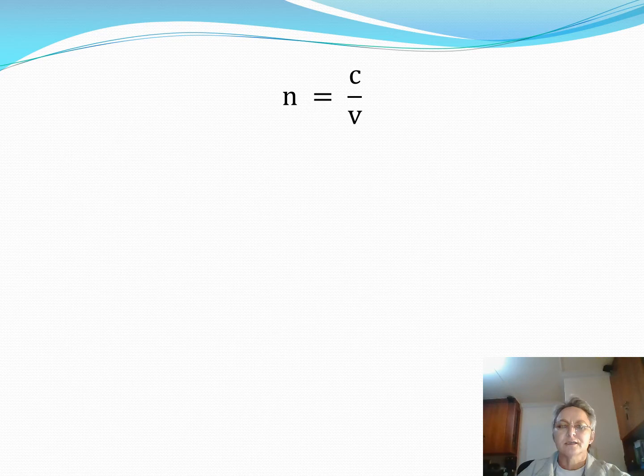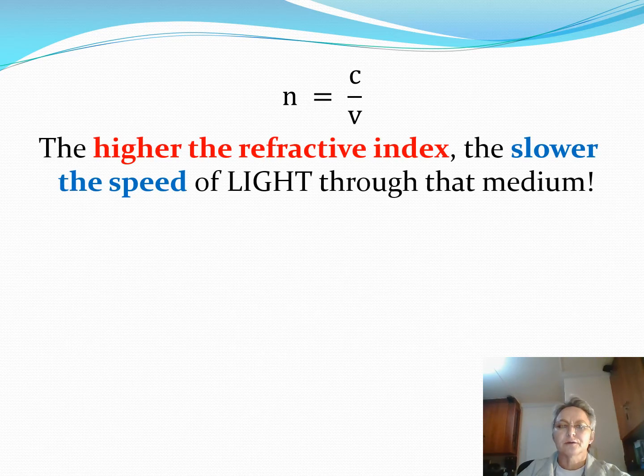So we can say that the refractive index is inversely proportional to the speed of light in a medium. The higher the refractive index, the slower the speed of light in a medium. Now, refractive index is a way to measure optical density. So we can say the higher the optical density, the higher the refractive index will be.